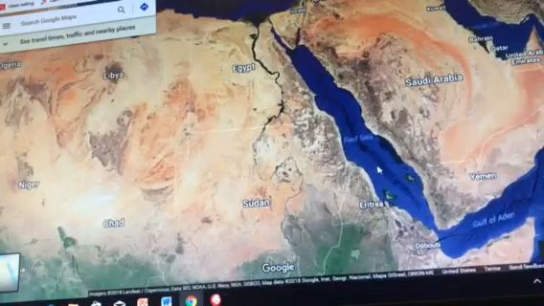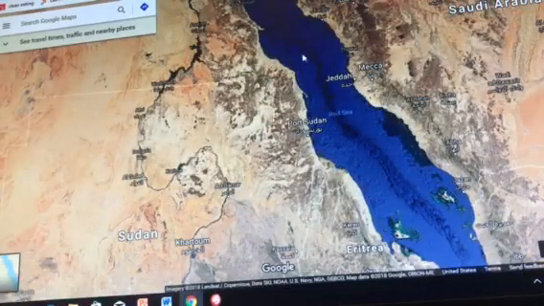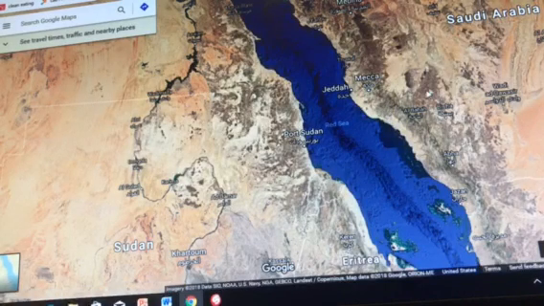Look at that, you can see it right there. That is the mid-ocean ridge found in the Red Sea, where Saudi Arabia is going that way and Africa is going that way, right? Pretty cool.